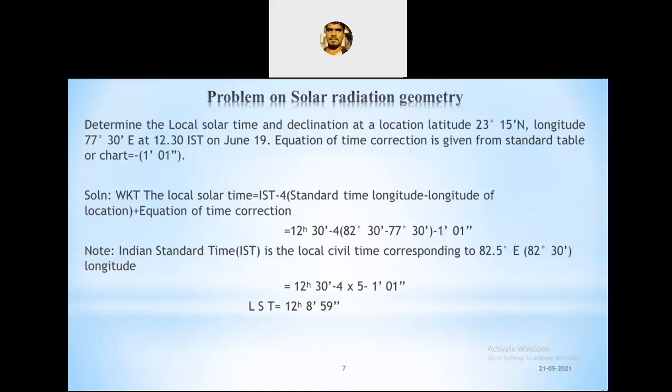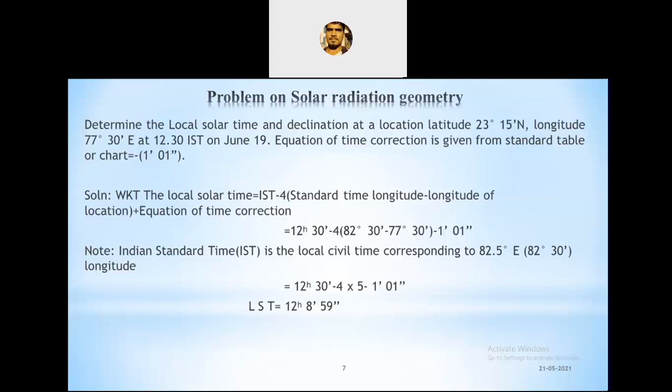at 12:30 IST, that is, 12:30 standard local time, on a particular day, which is most important, June 19th. The equation of time correction, from the standard chart for that particular day, is minus 1 minute 0.1 second. Clear? So you have to calculate the local time as well as the declination.